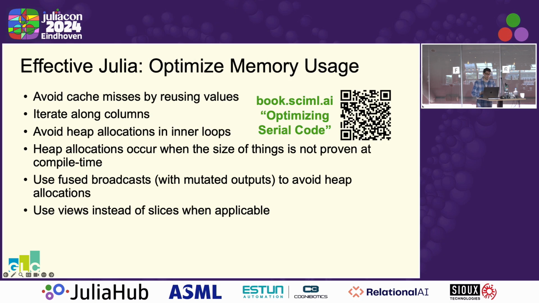Okay, optimizing memory usage is super critical, again, when you're using lots of memory. So I love this optimizing serial code article by Chris Rackauckas. It's on book.sciml.ai, and that's been one of the most helpful tools that I show to developers or customers to say, hey, this is how you write really good serial code in Julia. And it kind of teaches you some computer science concepts too.